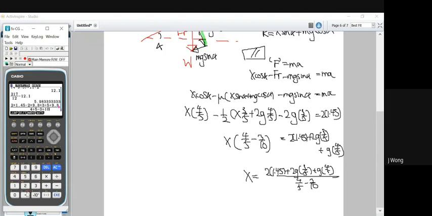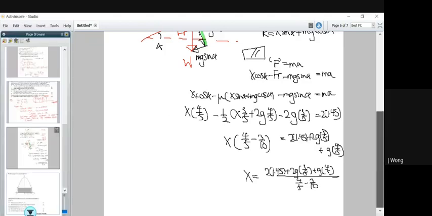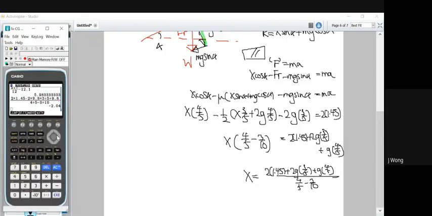So what we need to do here is to make x the subject. So you have x times (4/5 minus 3/10) equals 2 times 1.45 plus 2 times g times 3/5 plus g times 4/5. Okay, so the half and the 2 cancel out when you open up the brackets. And yeah, put this on the other side. We have all that divided by 4/5 minus 3/10. So just put this all in the calculator, and it should give us the answer at the end.